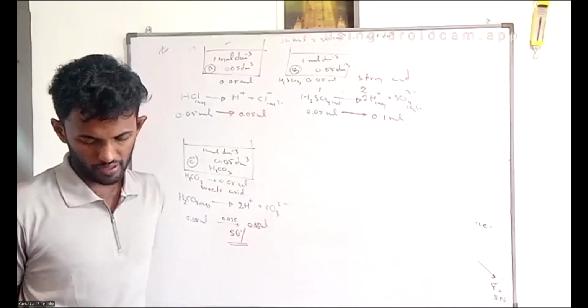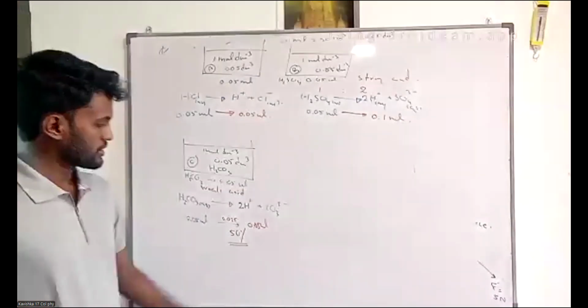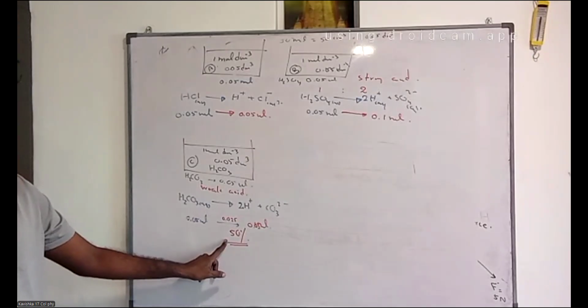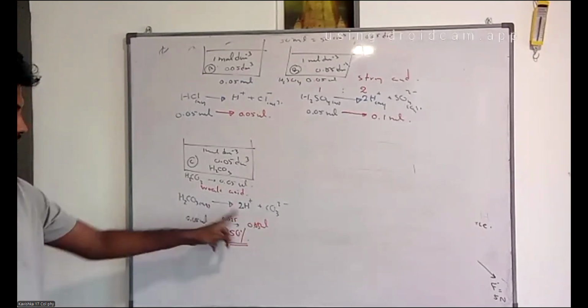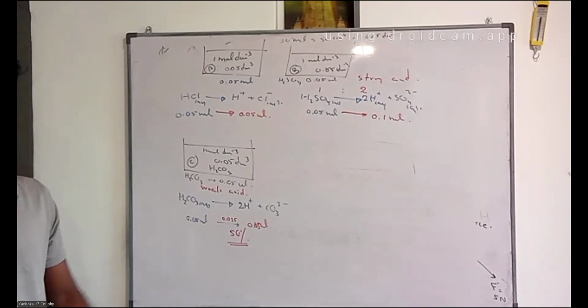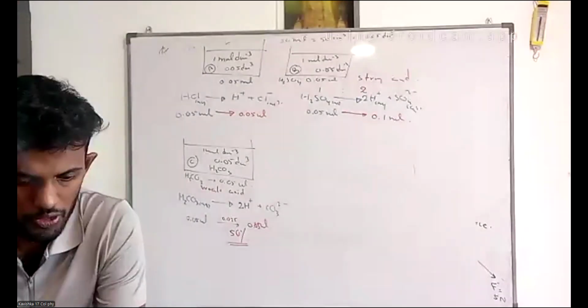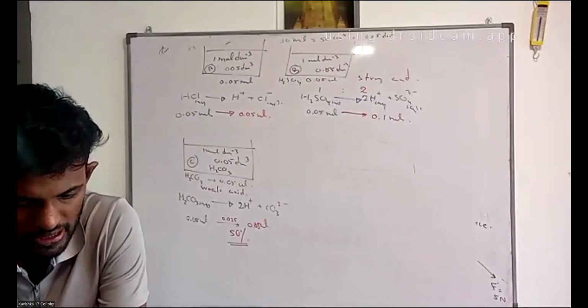So I will accept the fourth as the answer. Just write this, but it is not the case that it is 50% ionized. That depends on the scenario. A proportion is what gets ionized, since it's a weak acid.